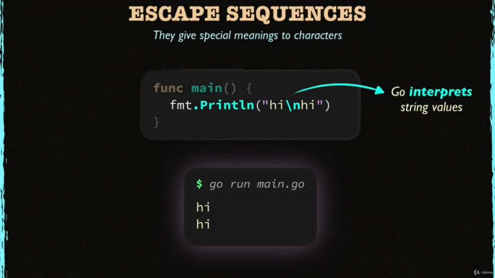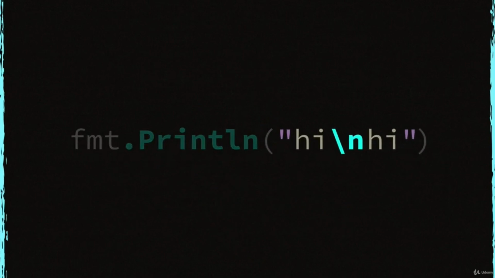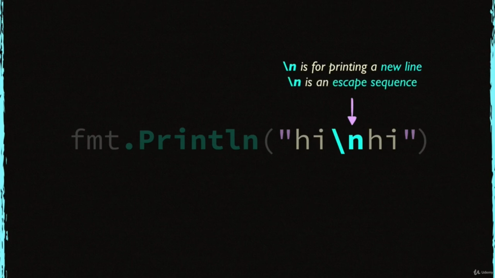Okay, now let's take a look at the parts of this in detail to understand how it works. Escape sequences carry special meaning as in here. \n here is used for printing a new line. \n here is called an escape sequence. Let's count the characters inside this string literal. There are 6 characters, right? It's because the \n escape sequence looks like 2 characters, but actually it is only 1 character.